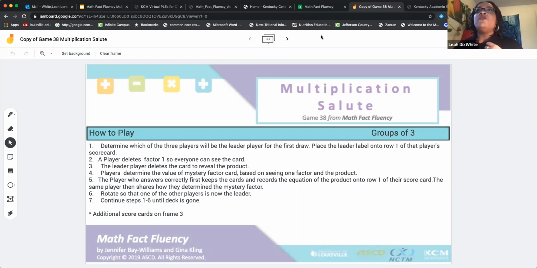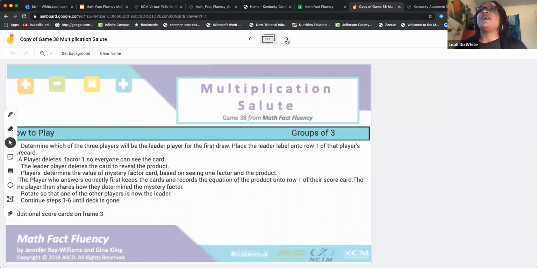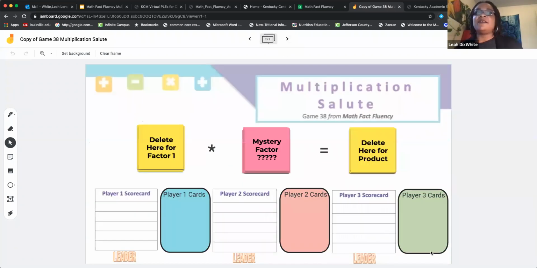And so you would designate a leader, and then from there you would delete the factor 1 card, and then the leader would reveal the product, and then you'd have to guess. Whoever guesses the product first would then win those points. So would anybody like to play a round? 2 volunteers.